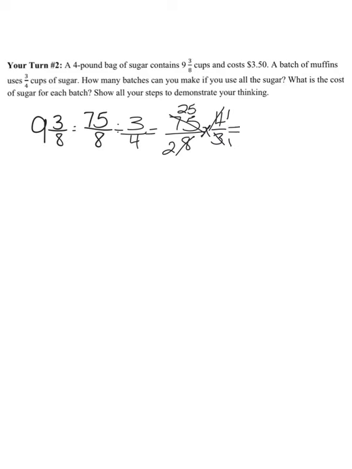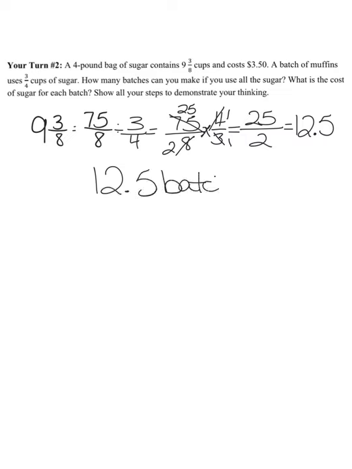And when I multiply straight across, I've got 25 over 2. So 25 halves, which can be simplified down to 12.5. So to answer the question, how many batches can you make if you use all the sugar? You can make 12.5 batches.